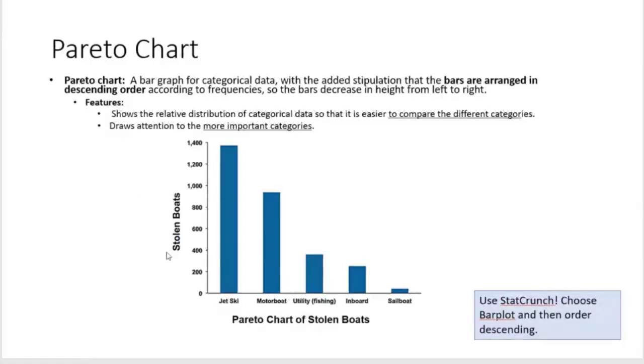A lot of people do like the Pareto chart because it just draws your attention to what's the most and what's the least, and we see which categories seem the most important to us at just a very quick glance. We could say, oh, these two right here, this is where people steal these boats. If you have a sailboat, people don't seem to steal it.